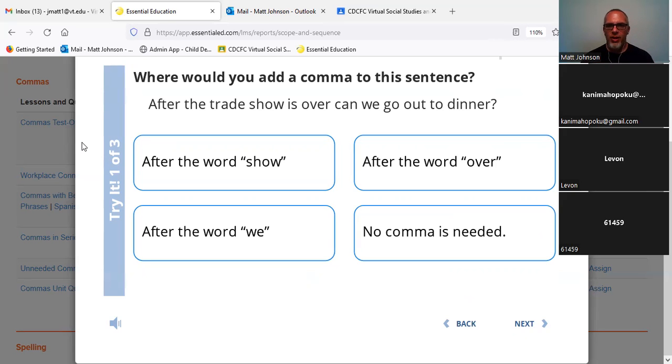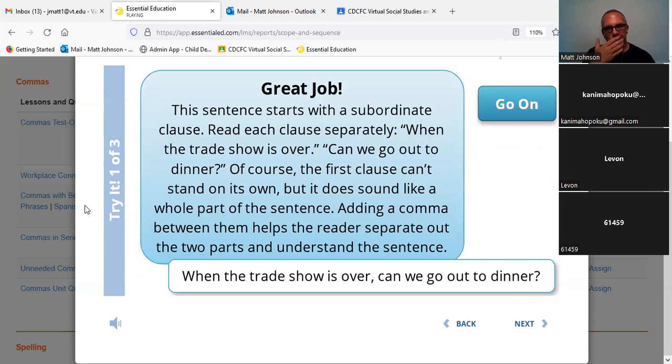And the way these questions are, the choices are worded and everything, you just got to be careful, right? So you have to kind of visualize it. If I'm going to put that comma after over, right? I'm thinking about after the show is over, comma, can we go out to dinner? So after the word over. Great job. This sentence starts with a subordinate clause. Read each clause separately. When the trade show's over, can we go out to dinner? Of course, the first clause can't stand on its own, but it does sound like a whole part of the sentence. Adding a comma between them helps the reader separate out the two parts and understand the sentence.